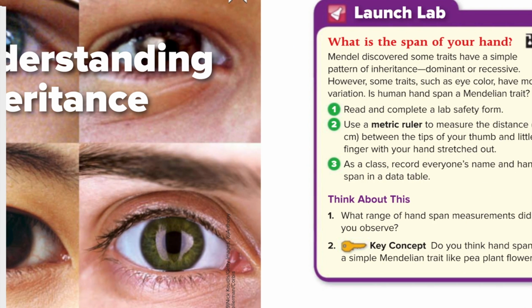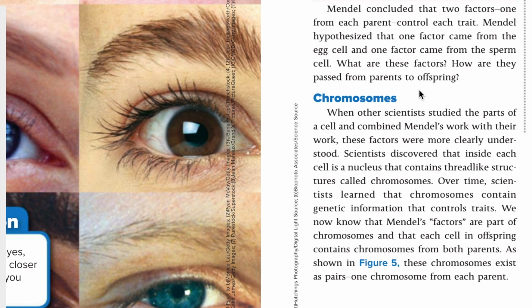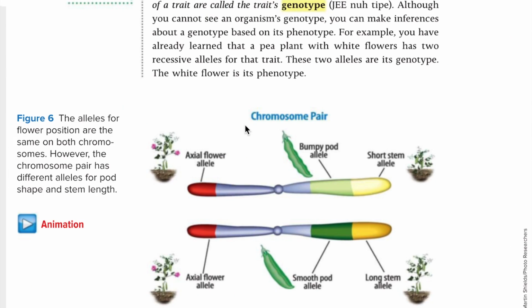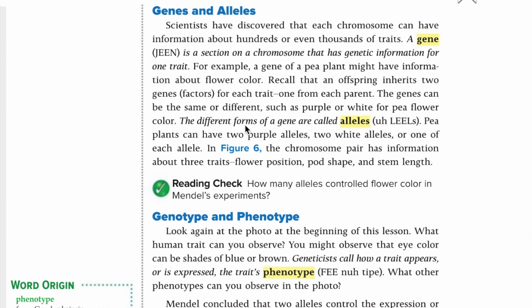Alright, we were talking about Mendel. Mendel had done some experiments with his pea plants and had come to the conclusion that there were two factors for each trait that he saw in those pea plants, and one came from each parent. He called them factors, again, because there was no such word as genes. But scientists came up with that word later.